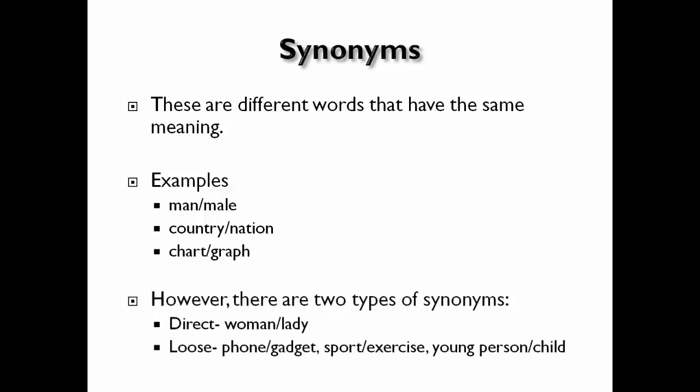There are direct synonyms and there are loose synonyms. So you have to be very, very careful with these. What we want is we want direct synonyms and we don't want loose synonyms. So direct synonyms are words that mean exactly the same thing, like woman and lady or woman and female. They mean exactly the same. But let's look at some examples here, and this is one of the biggest mistakes that students make. They use loose synonyms and they don't really mean the same thing.